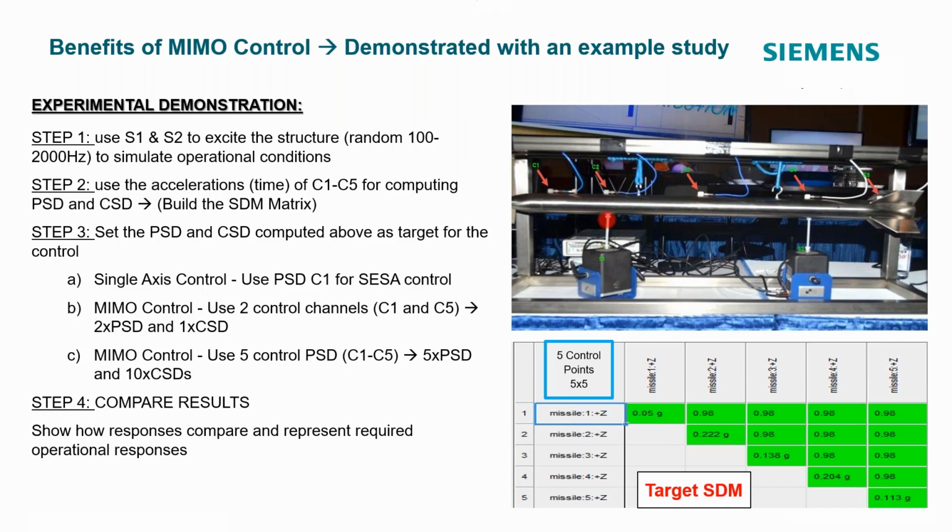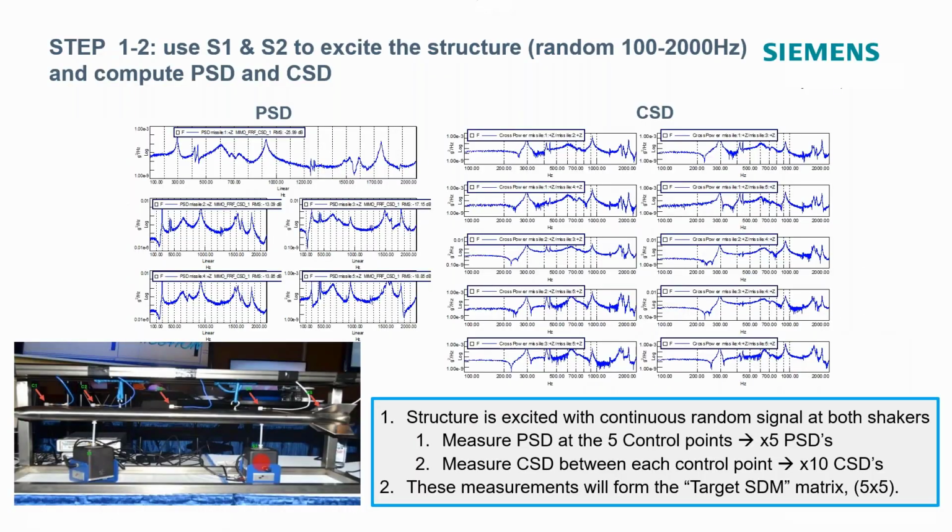That's going to be a 2x2 target spectral density matrix that we're going to use between point 1 and point 5. And then finally, we're going to use all 5 of these points, and we're going to do closed loop control using 5 control PSDs, and we'll use the full 5x5 target spectral density matrix. So that'll give us our 5 PSDs and 10 CSDs. And then step 4, we'll just show the results. So that's the test that we do.